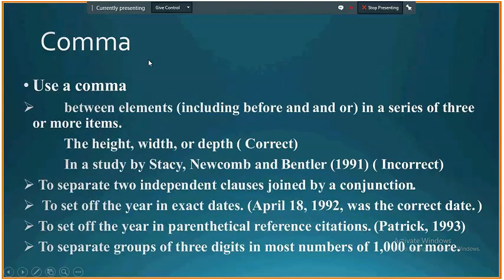Okay, comma. Use a comma. I mentioned here five bullets where we can use a comma. In this slide also I want to request one friend, Mitra Bral sir. Please, Mitra sir, can you read this, sir?